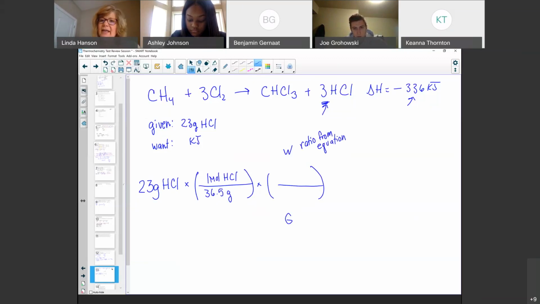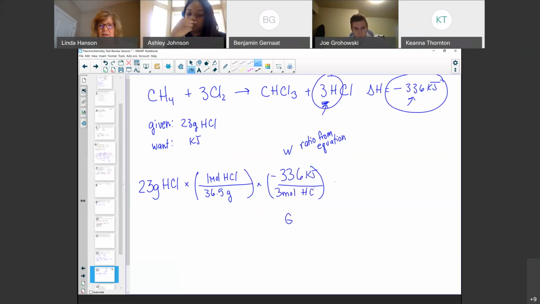We want kJs. From the balanced equation, it's negative 336 kilojoules. And from the equation, the coefficient in front of HCl was a 3. Want over given. So notice that in step 1, our grams of HCl canceled. In step 2, your moles of HCl canceled, and you're left with kJs.